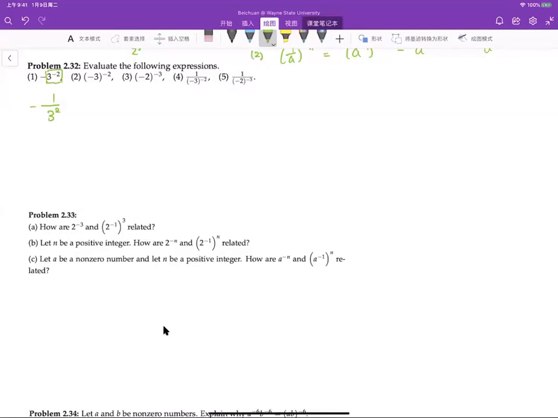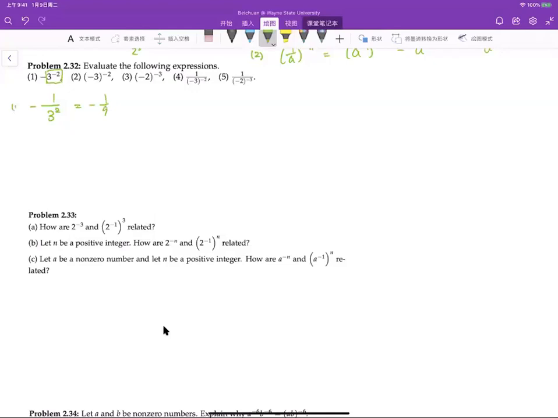Okay, so what's the result? It's 1 over 9. Yep, so the fraction equals 1 over 9. So after taking the negation, that's negative 1 over 9. Right, great. Then how about the second one?